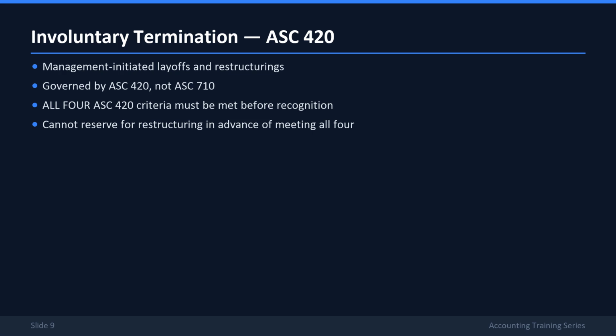When management decides to lay off employees as part of a restructuring or exit activity, the termination liability is recognized under ASC 420, not ASC 710. ASC 420 has a strict recognition requirement designed to prevent companies from creating restructuring reserves prematurely. All four ASC 420 criteria must be satisfied before any liability is recorded. Recognizing a restructuring reserve before all four conditions are met is a common error that auditors specifically look for.